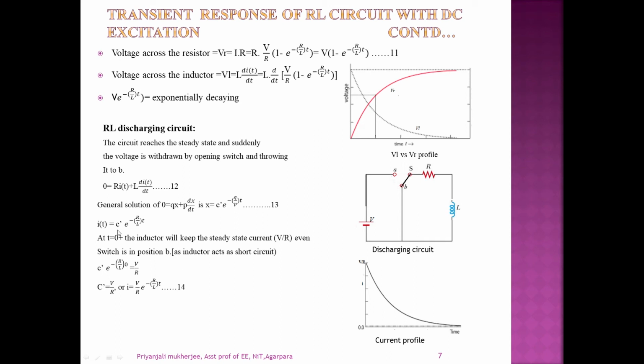So we put the value: C' into e to the power minus R by L into 0, because t becomes 0, equals V by R, or we can find the value of C' equal to V divided by R. If we put C' equal to V divided by R, then we can write the equation of i(t) as V by R e to the power minus R by L t, which is actually a decaying signal. So this is the current profile of the discharging circuit.